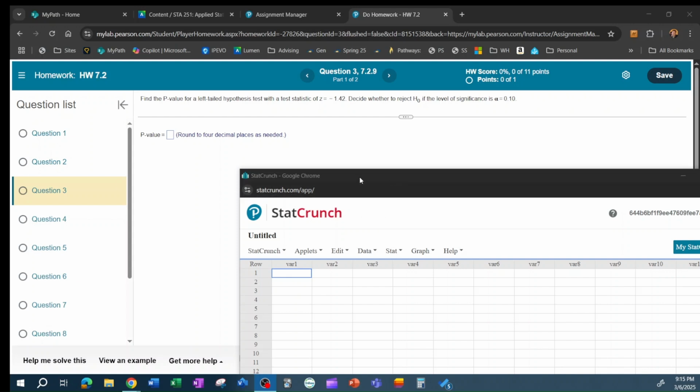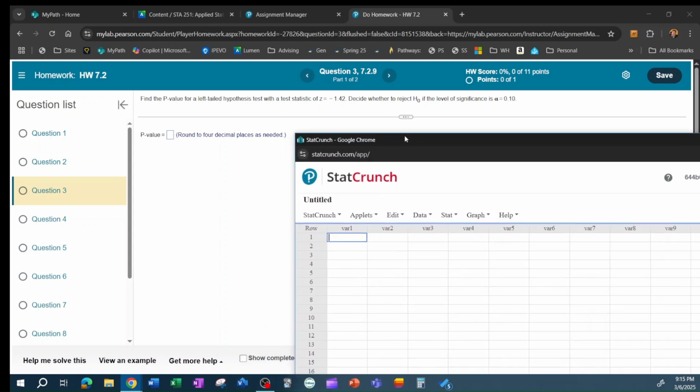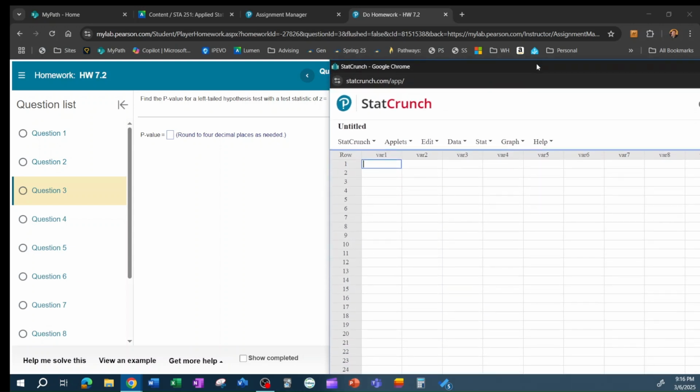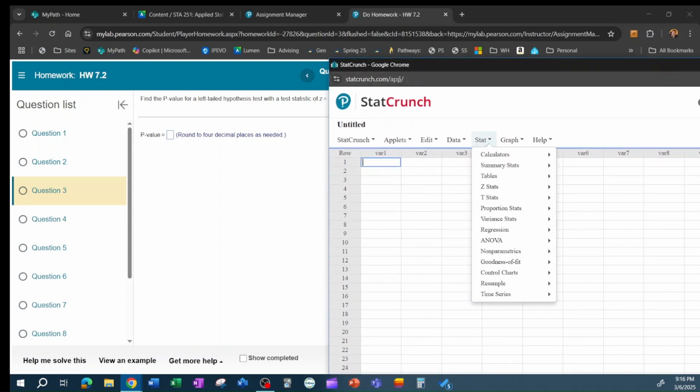Okay, so let's work on this problem 3. Again, sorry about that. Find the p-value for a left-tailed hypothesis test with a test statistic of z equals minus 1.42, and then decide to reject H0 or not. All right, the alpha is equal to 0.10. So how are we going to do that?